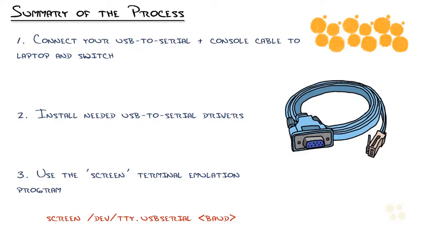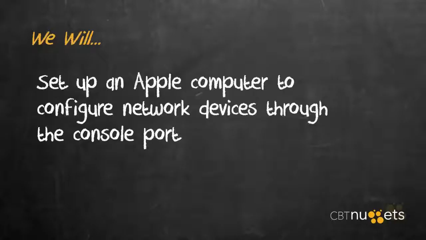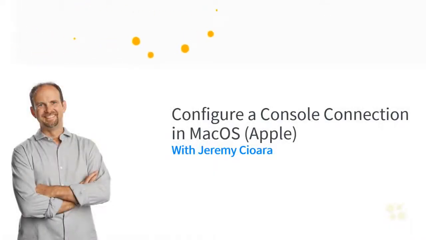That's the story. That's all there is to configuring a console connection in OS X. But keep in mind, if you didn't have these three crisp steps right here, it can take a lot of Googling and searching and trying to figure out how to make it all work together. I'm hoping watching it on my laptop made this last line make sense. Screen followed by /dev and whatever the tty.usbserial name is, followed by the baud rate, which is typically 9600 baud. You've now seen how to set up an Apple computer to configure network devices through the console port. I hope this has been informative for you, and I'd like to thank you for viewing.